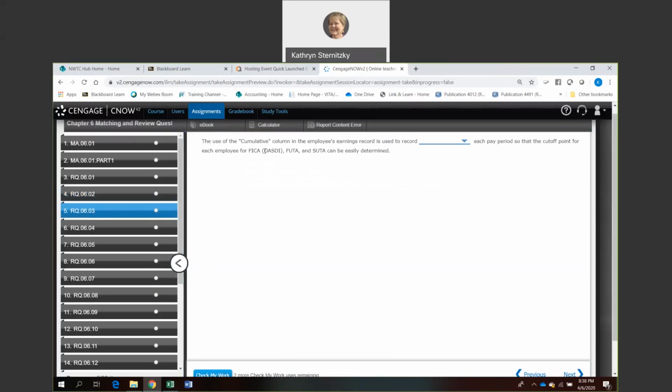Okay, the use of cumulative column in the employee's earnings record is used for the total amount of accumulated wages each pay period so that the cutoff point for each employee for FICA, OASDI, FUTA, and SUTA can easily be determined. In Philadelphia, Pennsylvania, most workers are subject to 3 income taxes on their earnings: federal, state, and city. Should an employer in Philadelphia record the liability for withholding of all these 3 taxes in just one account? And that answer is no.